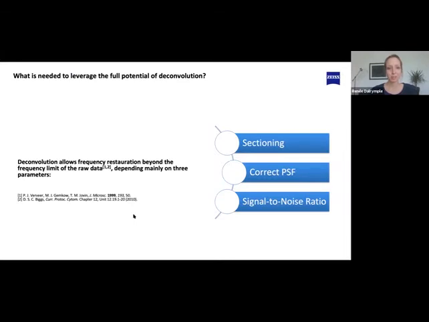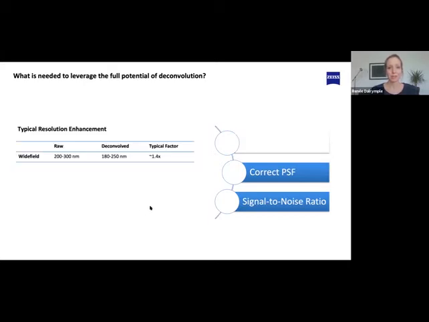So let's talk about deconvolution for a moment. Deconvolution has been widely used in the literature for many years now. And in fact, there are many publications out there discussing the fact that it allows frequency restorations beyond the frequency limit of the raw data that's collected. Now, how well you can do that depends on a couple of factors. It depends on how well sectioned your image is, how well you know the point spread function of your microscope, and of course, what the signal to noise ratio is in your data.